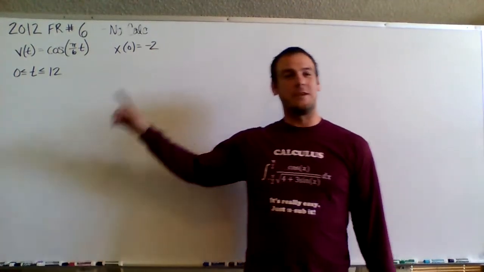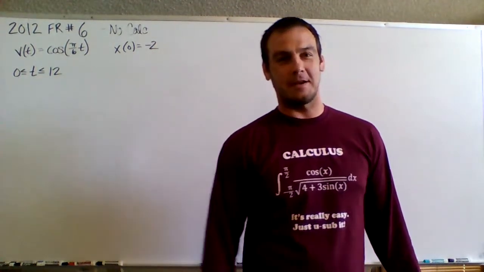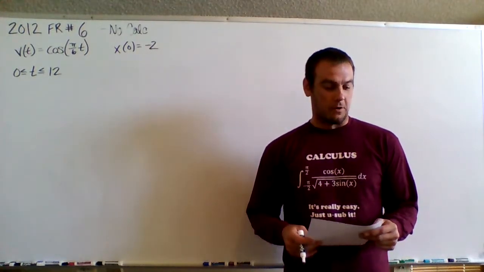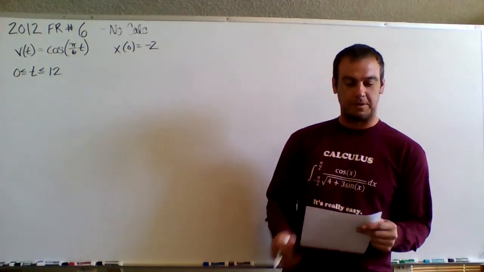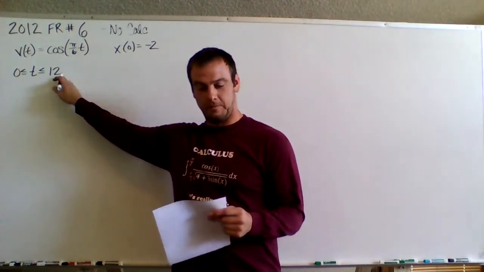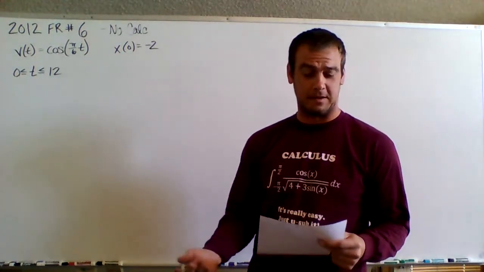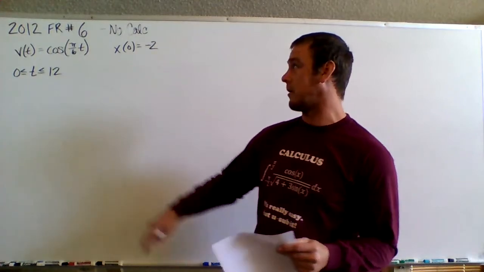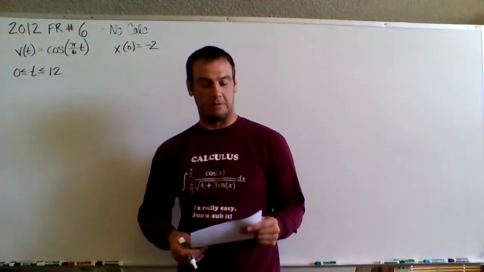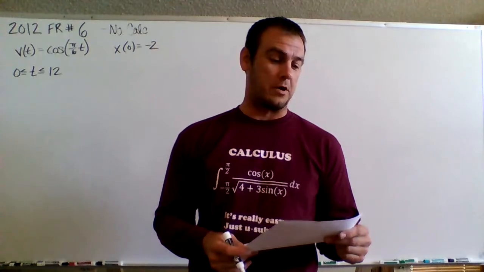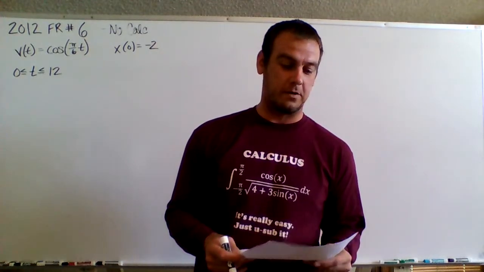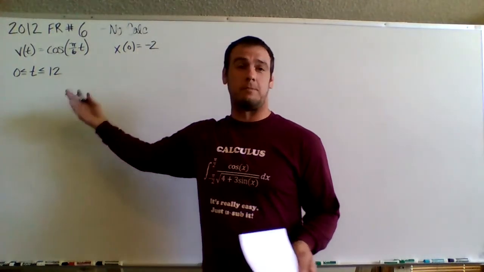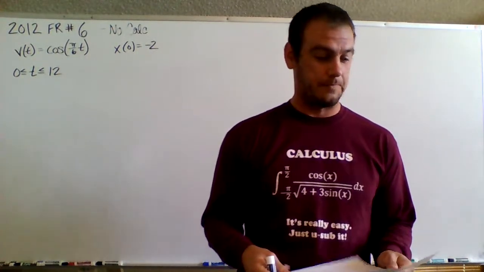Alright, so here's going to be 2012 free response number 6. This is non-calculator, guys. For 0 ≤ t ≤ 12, a particle moves along the x-axis. The velocity of the particle at time t is given by cosine of pi over 6t. The particle is at position x = -2 at time t = 0. Okay, so that's really the three pieces of information I'm pulling from this problem.